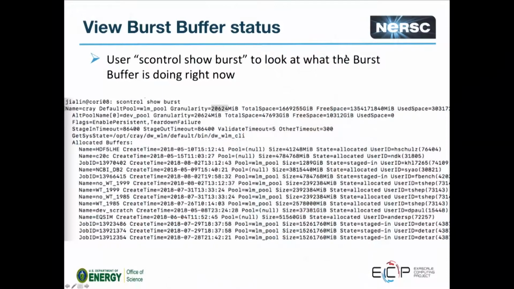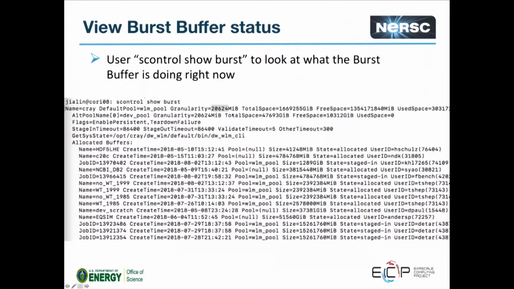There is also a useful command, scontrol show burst, to check what the burst buffer is doing now. Question: which configuration should we use if we're on Edison? You only show Haswell and KNL in the slides. I haven't tried that. Let me see. It's only Cori.